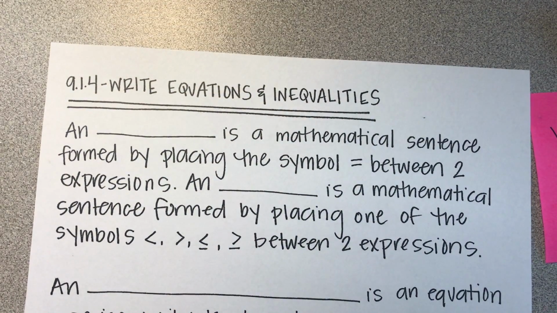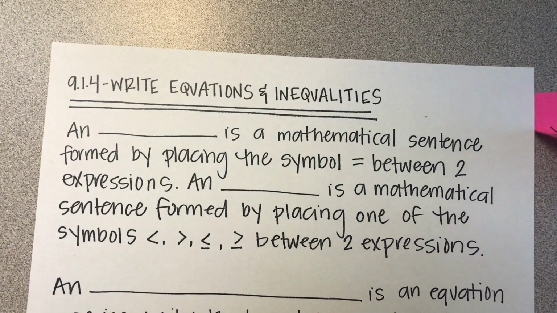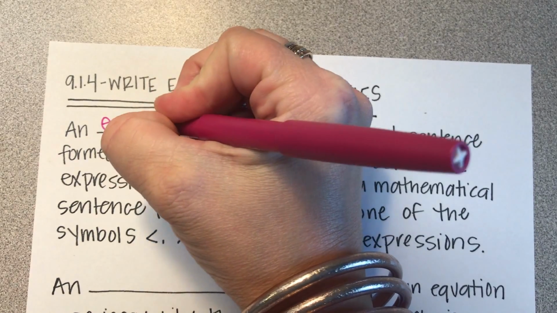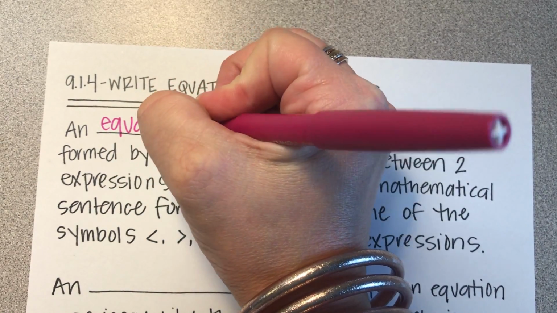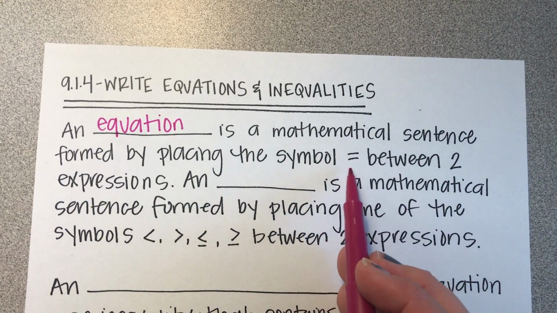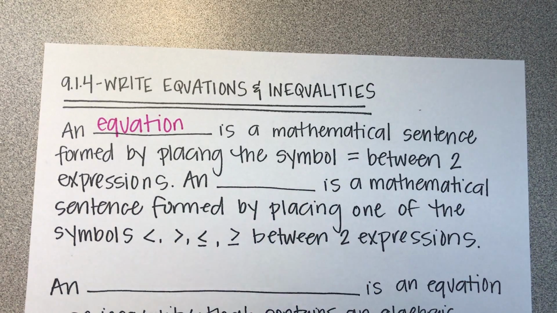So today's lesson is on writing equations and inequalities. Last time we talked about expressions which do not have an equal sign. Equations and inequalities are going to have either an inequality symbol or an equal sign. So first let's define equation. An equation is a mathematical sentence formed by placing the equal to symbol between two expressions.